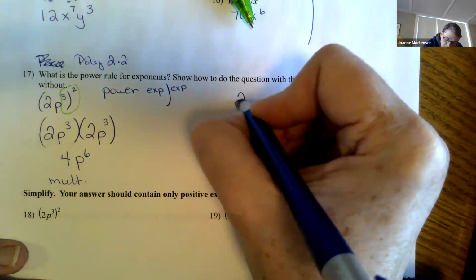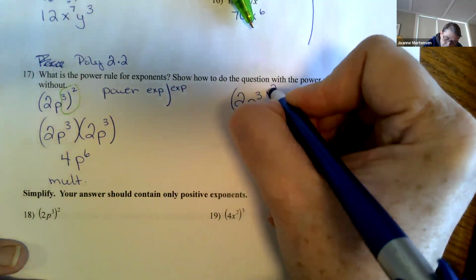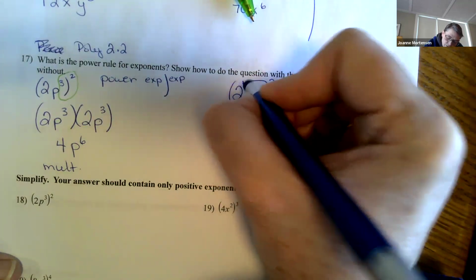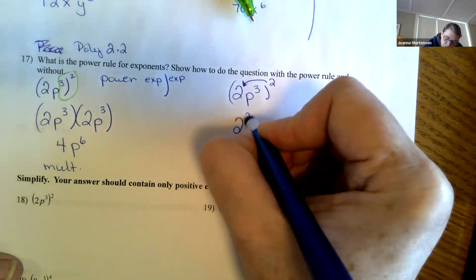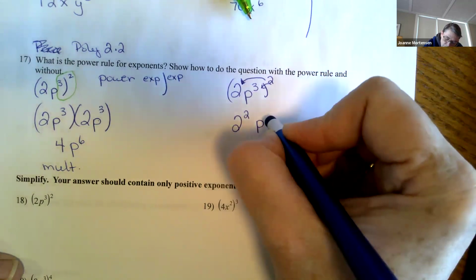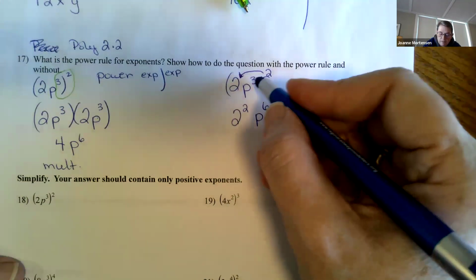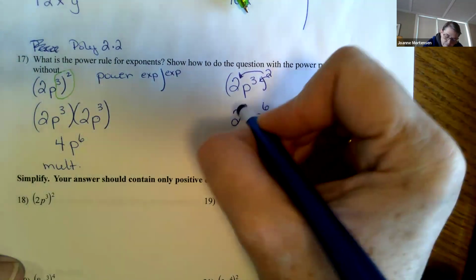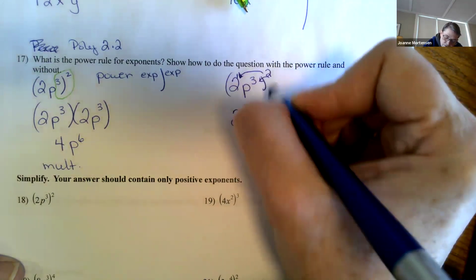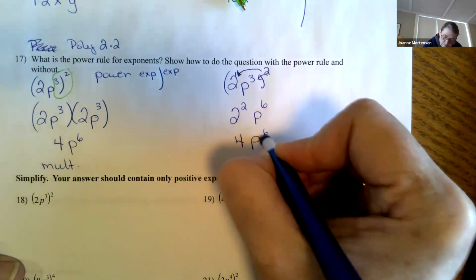Now, if we do it again, what we do is we kind of distribute. It feels a little bit backwards. 2 to the 2, and then we distribute this. Basically, you multiply your exponents. And there was a 1 on here. So 1 times 2 is 2. 3 times 2 is 6. And then you go 4, because 2 squared is 4. And you go P^6.